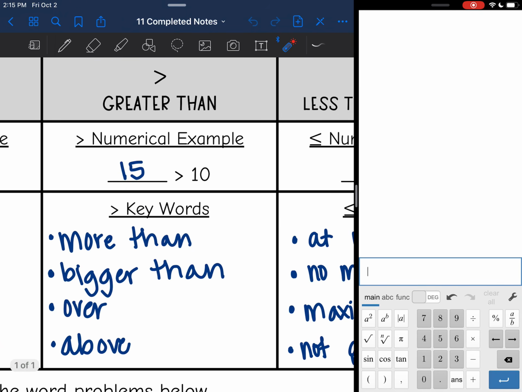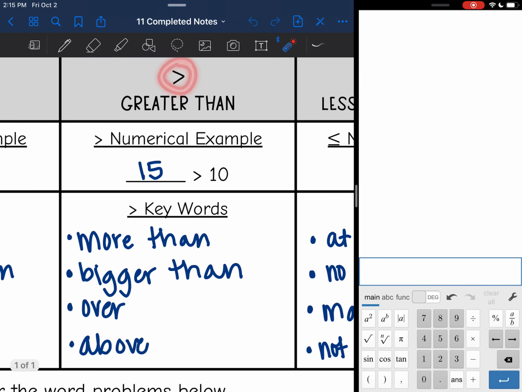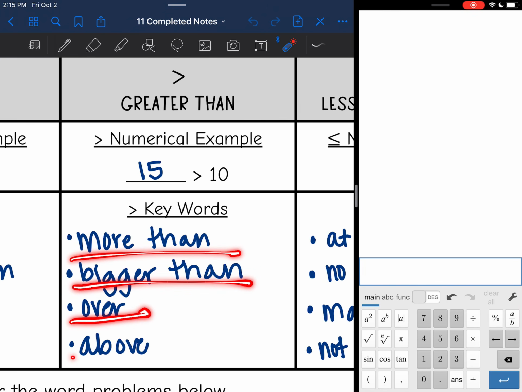Okay, our next inequality symbol is this one. This is the greater than symbol. It means the number in front is greater than the second number. And some keywords that mean greater than are more than, bigger than, over, and above.